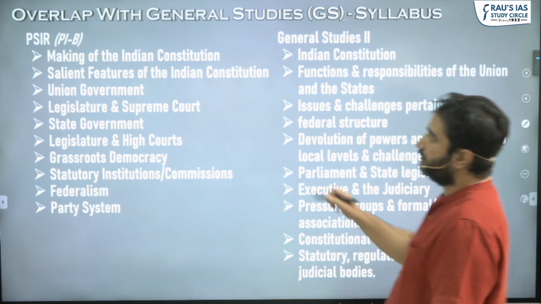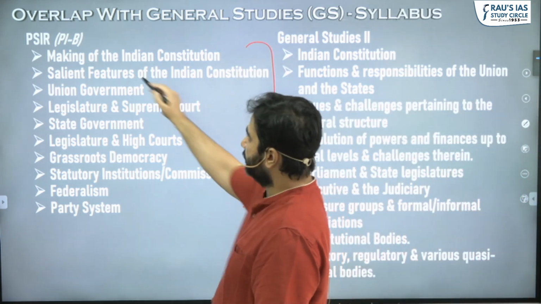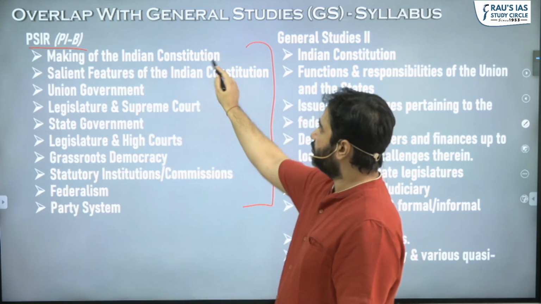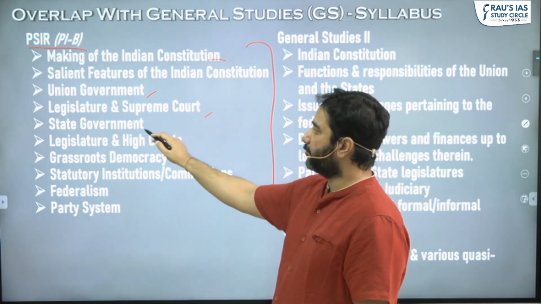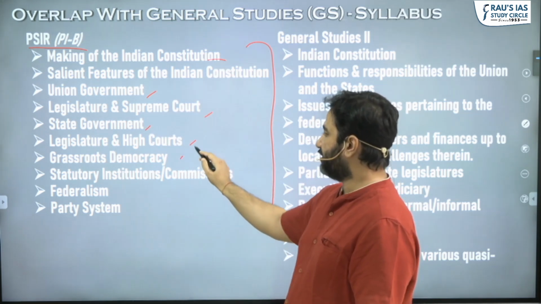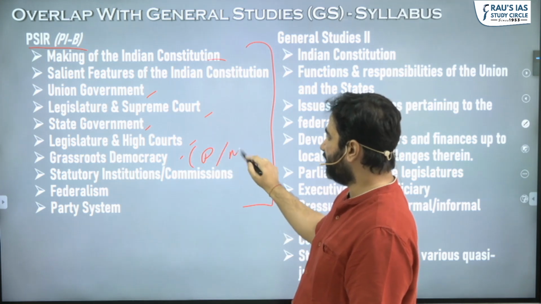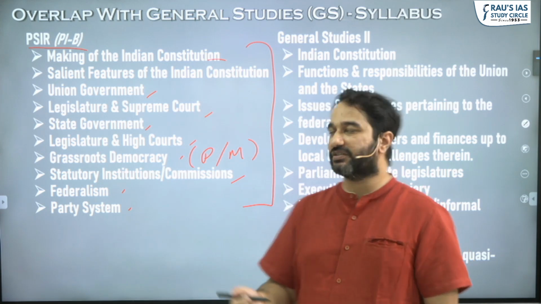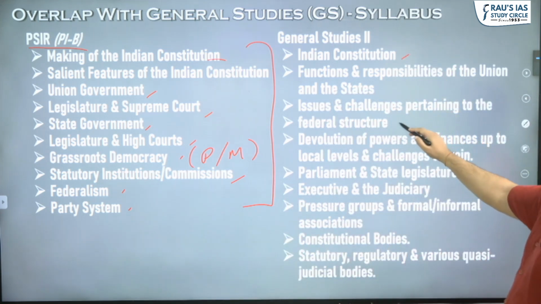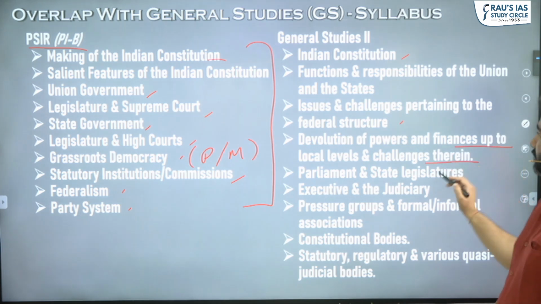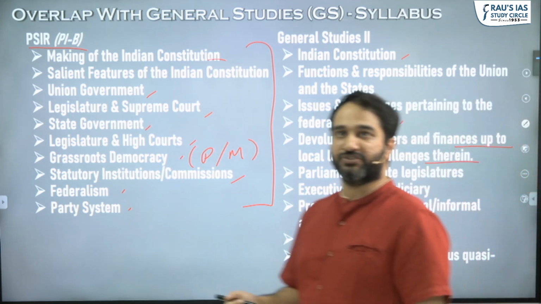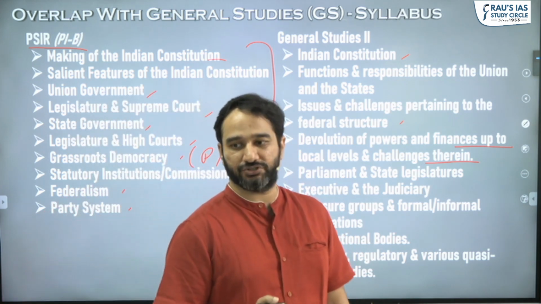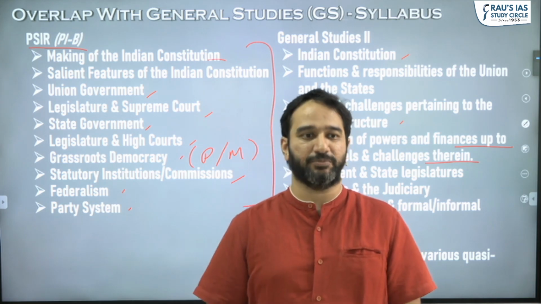If you look at paper 1 of section B, which is Indian government and politics: making of the Indian Constitution, union government, legislature and Supreme Court, state government, legislature, high courts, grassroots democracies, which includes panchayats and municipalities, statutory institutions, federalism, and party system. Same thing is there in your GS paper 2: Indian Constitution, federal structure, grassroots democracy, panchayats and municipalities, parliament, pressure groups, constitutional bodies, various judicial bodies, and other things. The syllabus is completely the same.